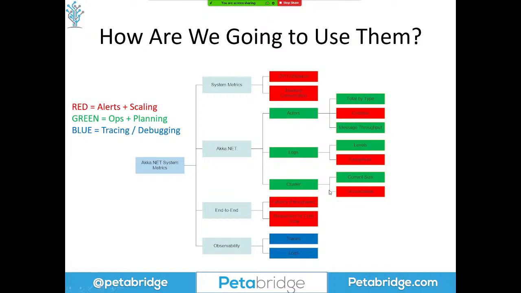Next, the blue ones are for tracing and debugging. This data is not necessarily meant to produce alerts or to let the site reliability engineers know there's a problem. It's really meant to help the engineering team after the fact understand why these other metrics were the way they were. And so this is meant for debugging purposes more than anything else. So that's the way we're going to use this set of metrics.